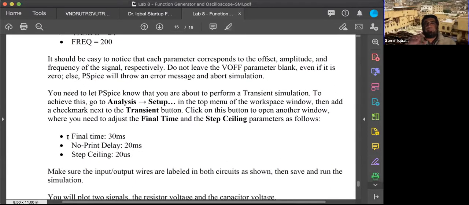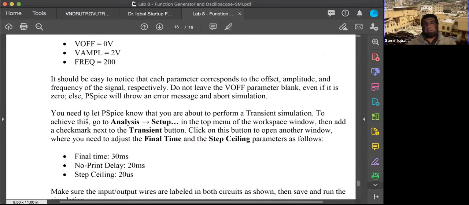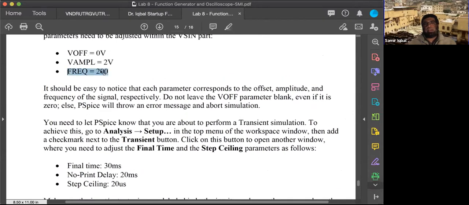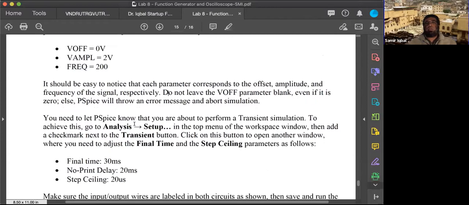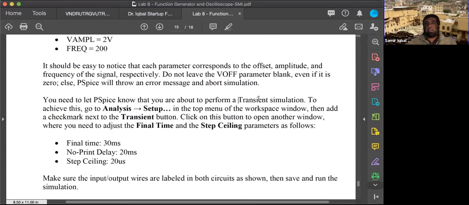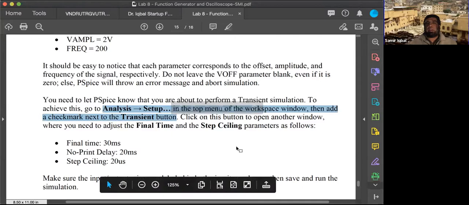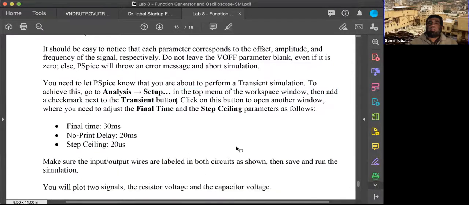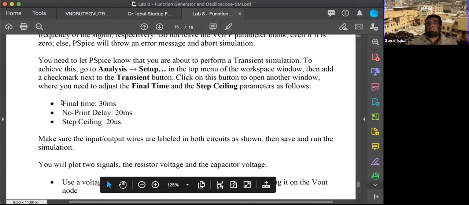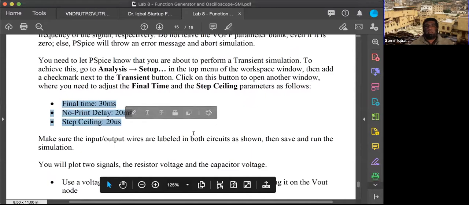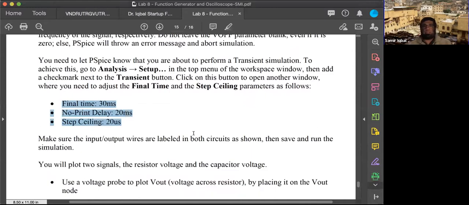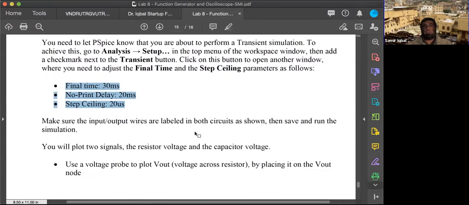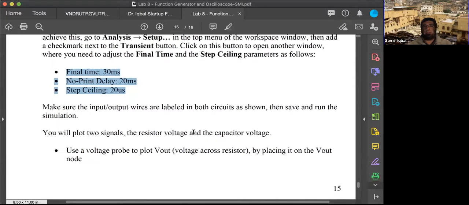But I want you guys to do it, it's all explained here. Your VSIN values will be given, and then you tell it you're doing a transient simulation by going into the analysis setup and checking the transient button. Now, when you do this, you will adjust the final time and step ceiling. So just use these values. At this stage, I just want you to use these values. But in an advanced stage, you will know what these things do and mean.